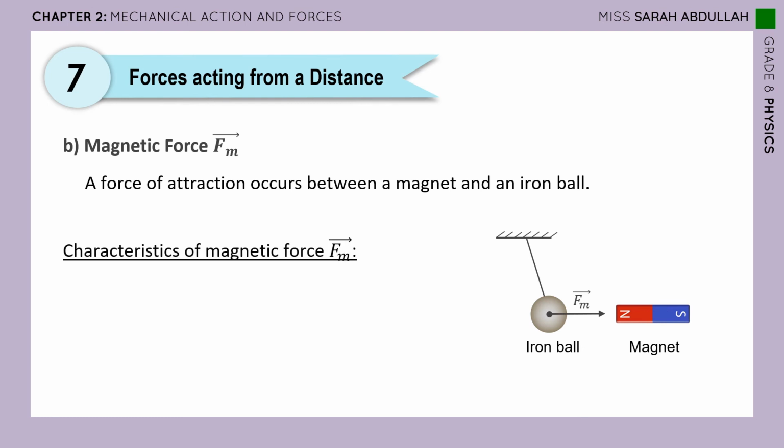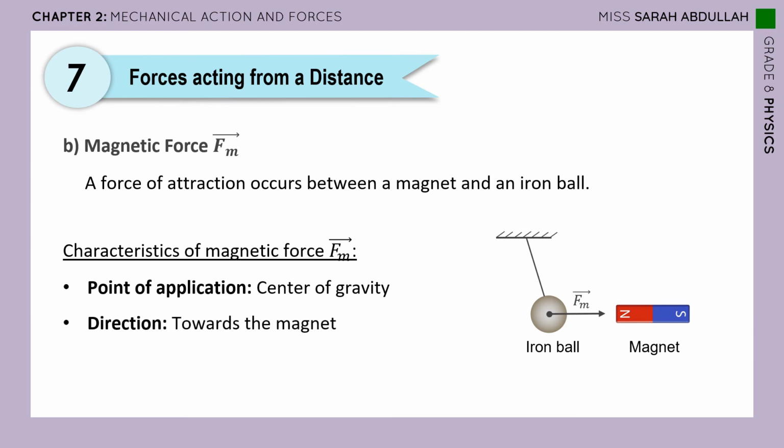The characteristics, we can say that the point of application is the center of gravity. The line of action, I don't know the line of action. It depends. Now, in this case, it is horizontal, but the magnet could be here maybe next time. Okay, then it could be vertical. So I can't actually just give a generalization for the line of action. It depends on each case.